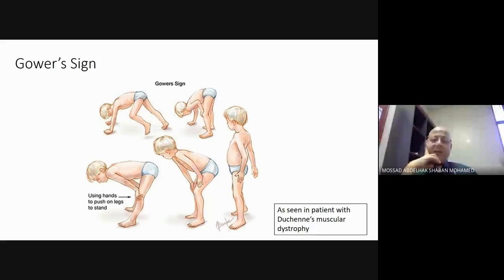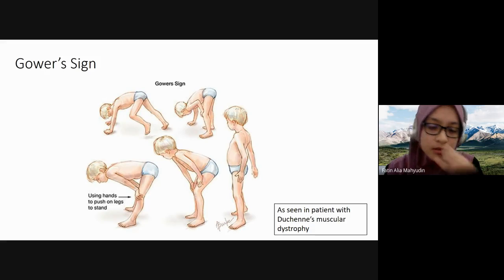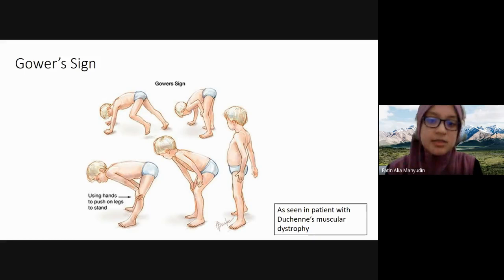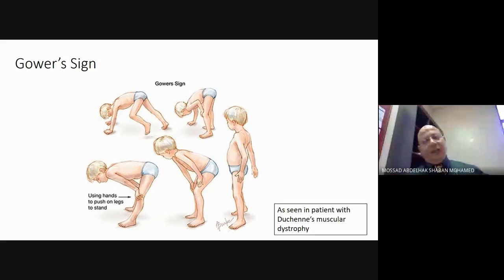Ideally, Fatin, this will be done while the patient is supine. Ideally, we will ask this while the patient is supine. Yes. So he will turn first to prone and then start climbing on himself.